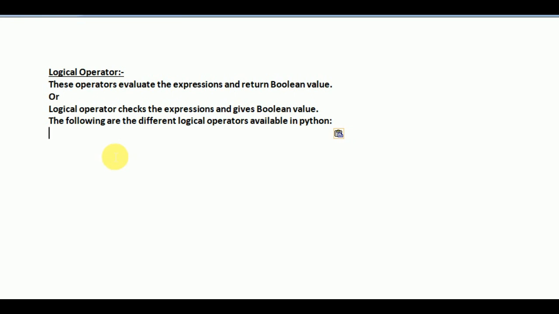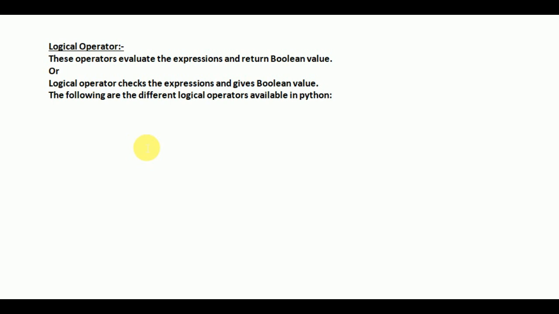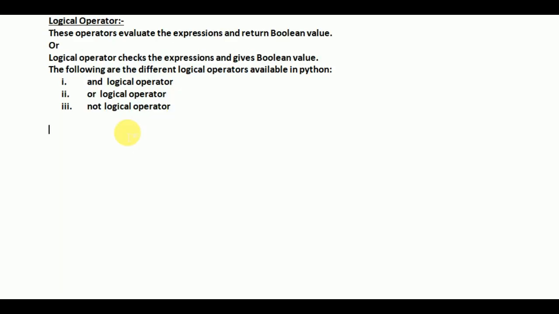Following are the different logical operators: the AND logical operator, the OR logical operator, and the NOT logical operator. These are the basic operators used as logical operators in Python. Let's talk about the AND logical operator.